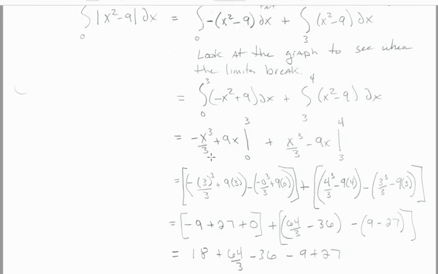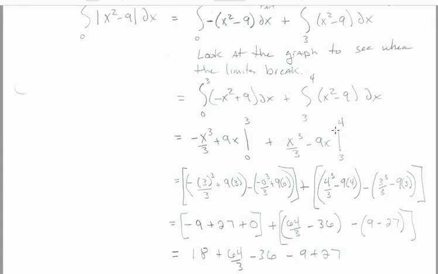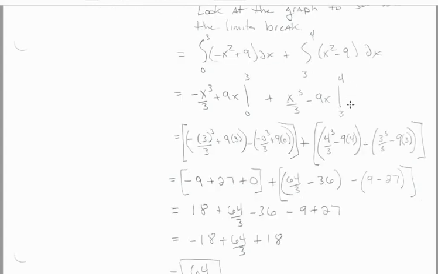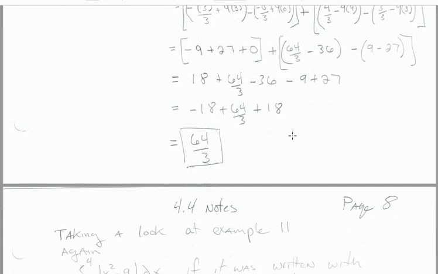So we're going to take negative x cubed over 3 plus 9x. That's the antiderivative of the first one here. Notice I distributed that negative through, so that's why it's negative x squared plus 9, because that negative gets distributed through the parentheses. On the right hand side, from 3 to 4, that antiderivative is x cubed over 3 minus 9x. Substitute in the values. Remember you have to do the upper limit minus the lower limit for each one of those. You should be able to follow that through and get 64/3.